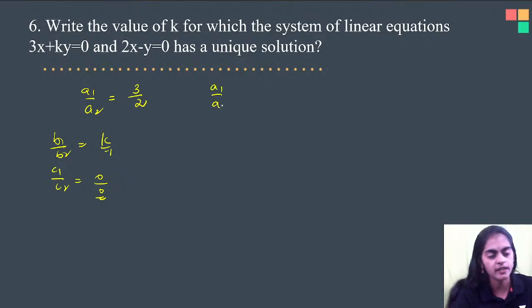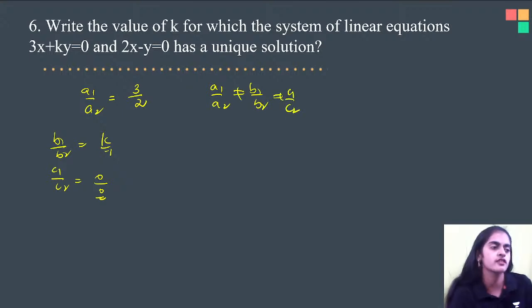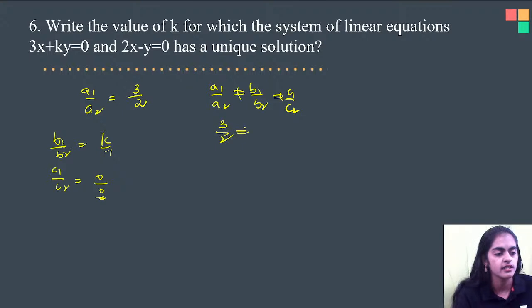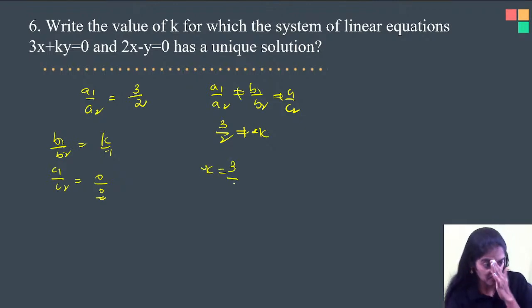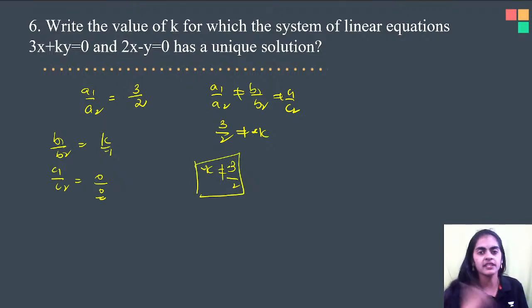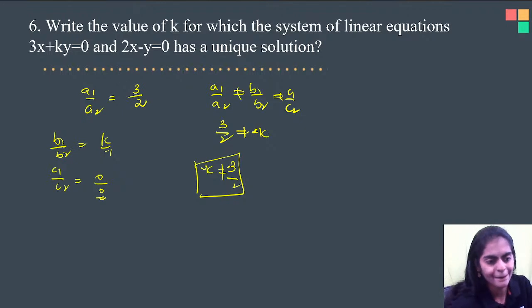Unique solution मतलब A1 by A2 is not equal to B1 by B2 is not equal to C1 by C2. Okay. So the questions we have done is equal to equal to equal to, but here not equal to, intersecting lines given here. So here 3 by 2 is not equal to minus k. Okay, or I can write minus k is not equal to 3 by 2, or 3k is not equal to minus 3 by 2. So something like this you can write for unique solution. Unique solution, intersecting lines not equal to. Is it clear till here? Everyone?